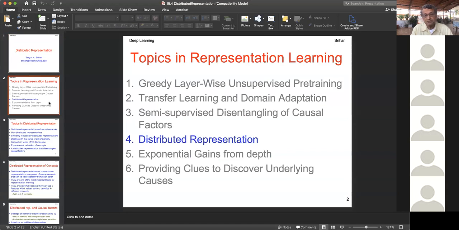Just as a reminder, the topics we covered were greedy layer-wise unsupervised pre-training, where we train them layer by layer, and what is meant by transfer learning, how concepts learned when one task can be moved over to another task, which also has some theoretical implications. And we looked at semi-supervised disentangling of causal factors. And today it's distributed representation as well as exponential gains from depth and providing clues to discover underlying causes. So let's begin with this fairly straightforward topic of distributed representation.